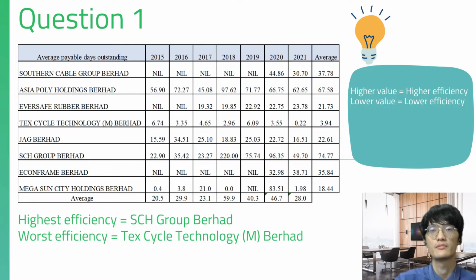So the highest accounts payable turnover ratio indicates that SCH Group Berhad should have the best efficiency in managing its trade credits to generate sales, while Texcycle Technology Berhad has worse efficiency in managing its trade credit to generate sales. So I will now bring up Jordan to explain to you about question 2.